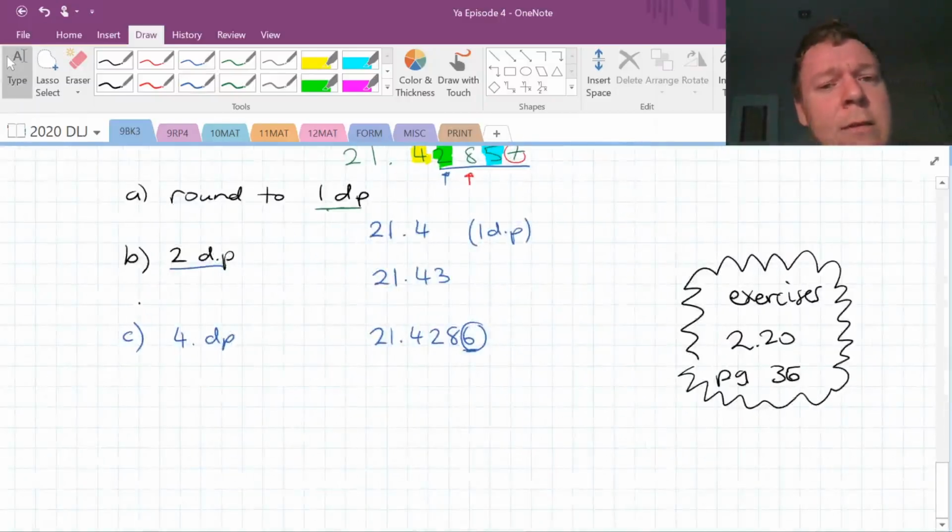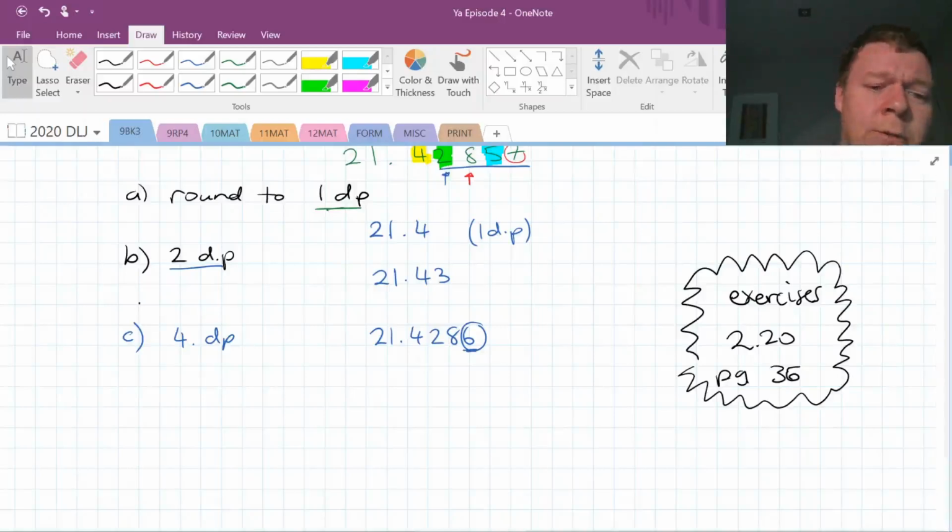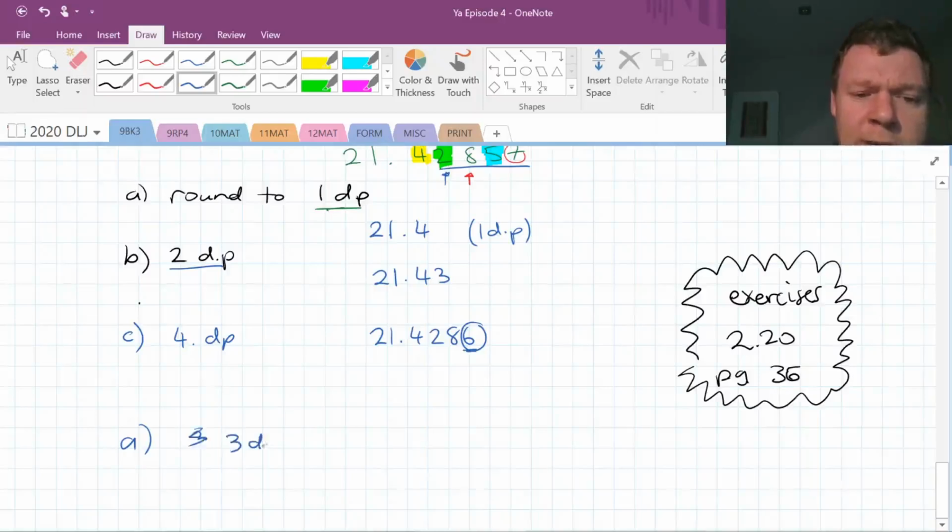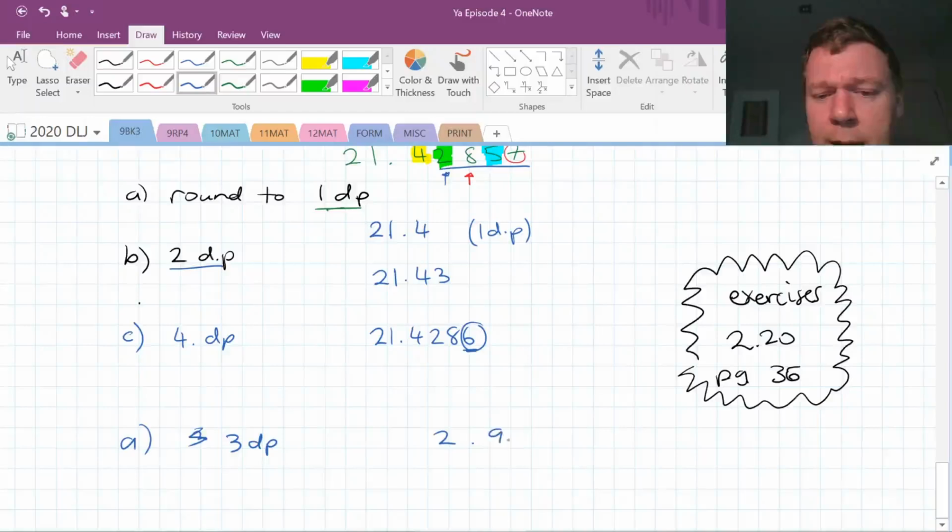Sometimes you get interesting rounding situations. So I'll give you one of those. If we want to do 3 decimal places, and we have a number that looks like this, 2.998. Seven. Oh, actually, we might do another 9. 7.